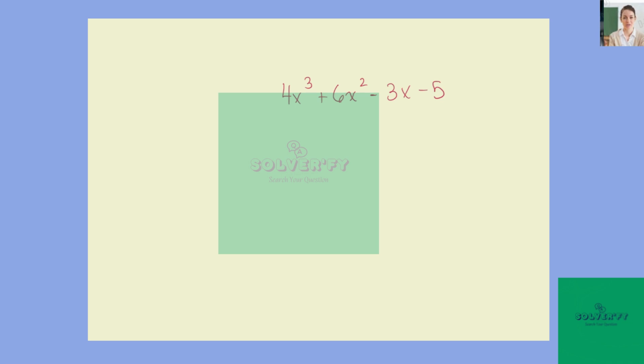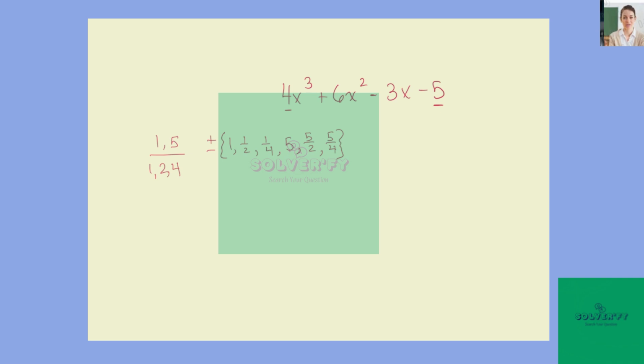So the factors of the constant are 1 and 5. The factors of the leading coefficient are 1, 2, and 4. So all the possible rational zeros are plus or minus 1, 1/2, 1/4, 5, 5/2, and 5/4. Those are all the possible combinations I can make.